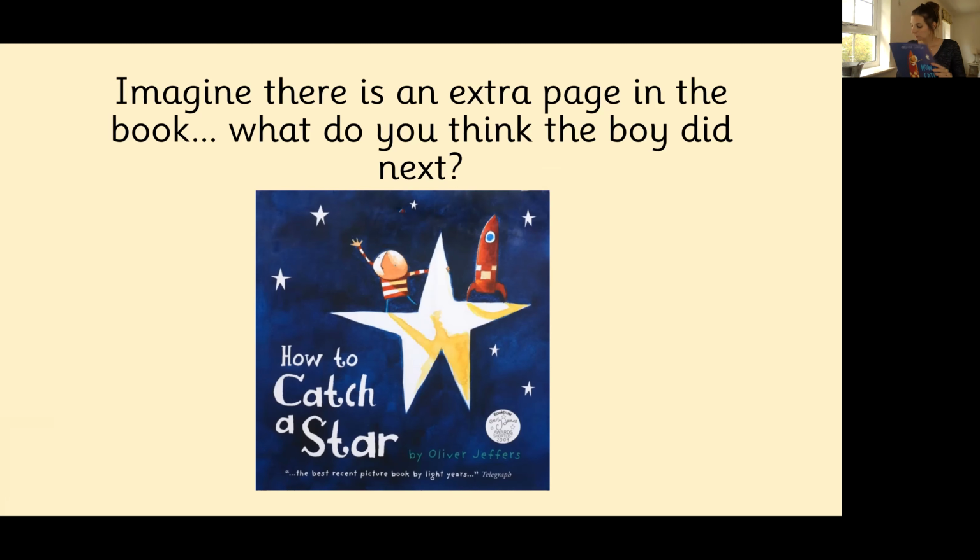Okay. Now, if you would like to find out what happens in the rest of the story, this is the book. Remember, it's How to Catch a Star by Oliver Jeffers. And it might be your school might have a copy of this, so you might be able to read the rest of the book when you go back to school. It might be that your grown-ups at home might be able to buy you a copy, or it might be that you could get one from the library at some point.